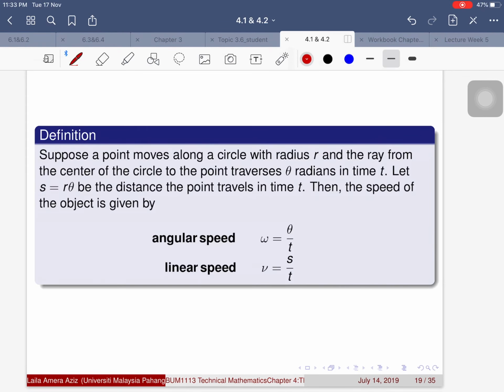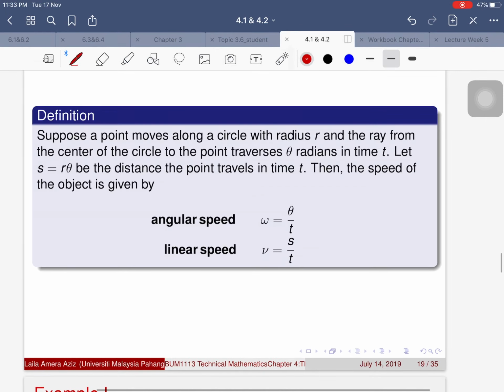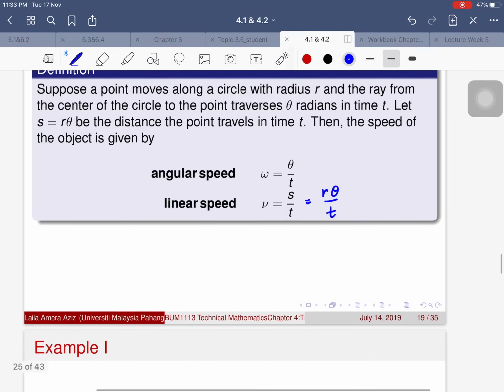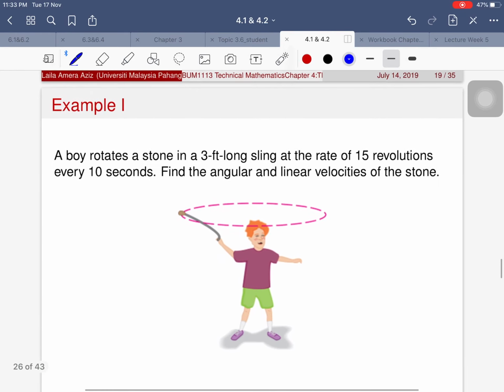Okay, so this is going to be the formula. Angular speed is theta over t, so the angle changes over time, and the linear speed nu is going to equal s over t, the distance traveled divided by t. From what we have discussed before, there is a formula for s, and s is given by r theta. So s over t is going to equal r theta over t. That is the angular and also linear speed.